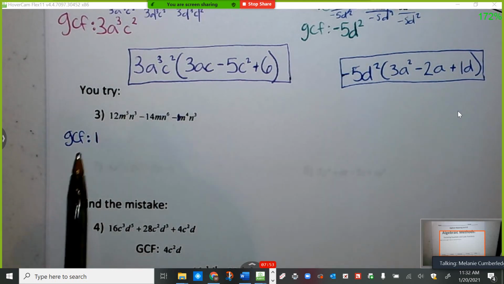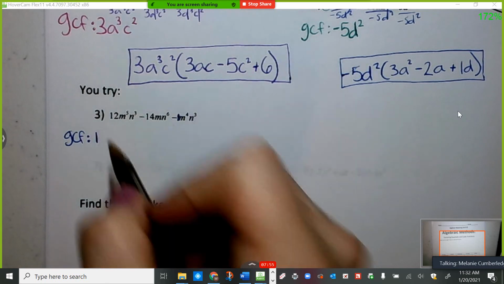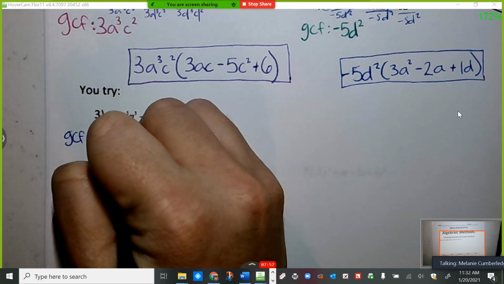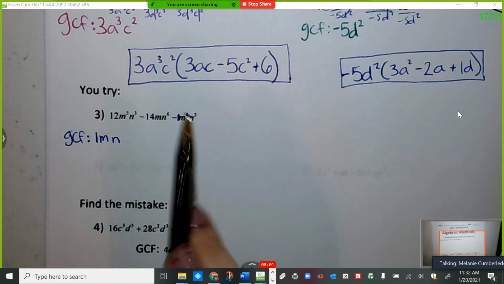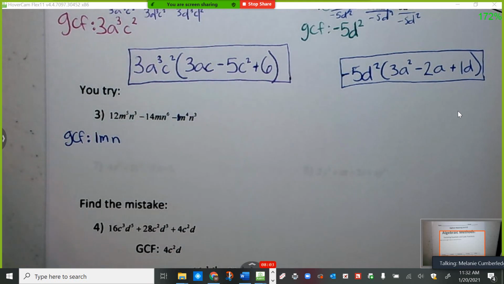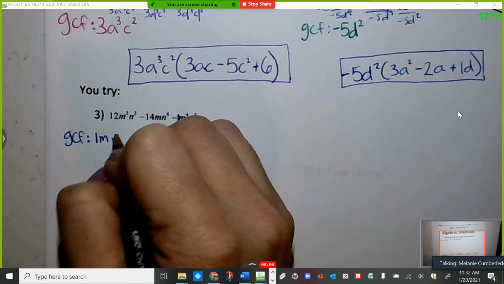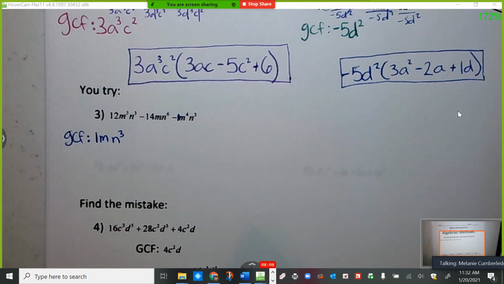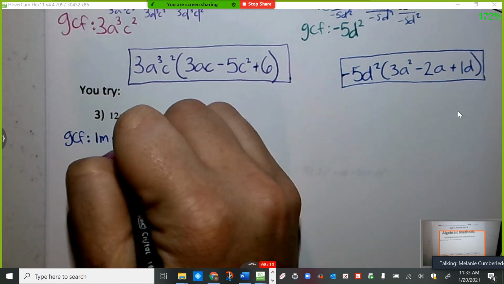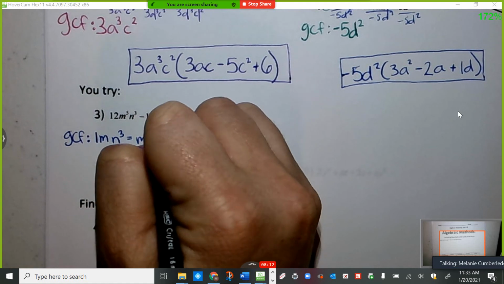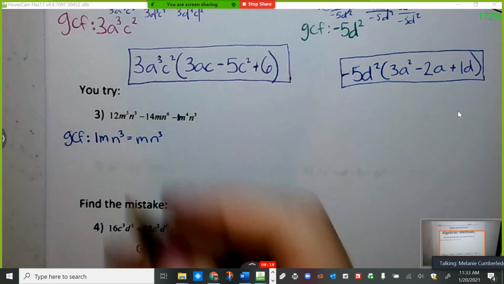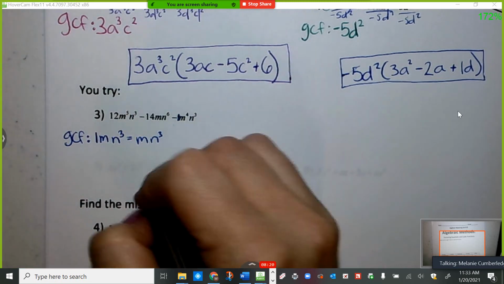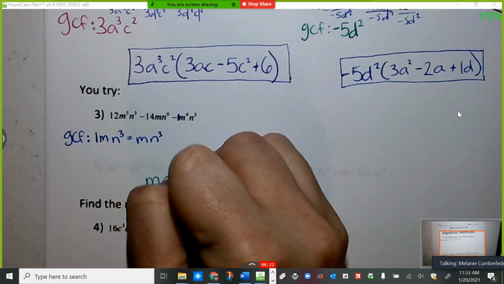Okay, so then we look at our letters. They all have M and they all have N. Okay, so then we need to pay attention to what? So this has 5, 1, and 4, so we can only take out 1 M. And this is 3, 6, and 3, so we can take out 3 N's. Now, I want you to realize this is the same thing as just writing MN cubed. You do not have to put that 1, okay? It doesn't change anything. So we're going to put our MN cubed.